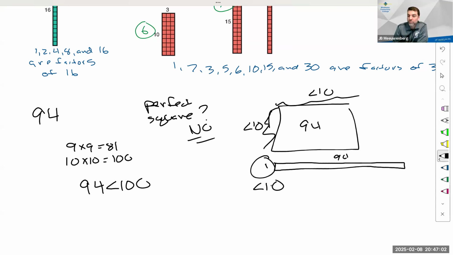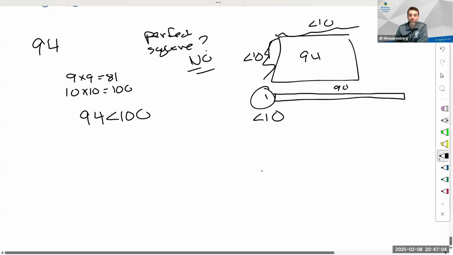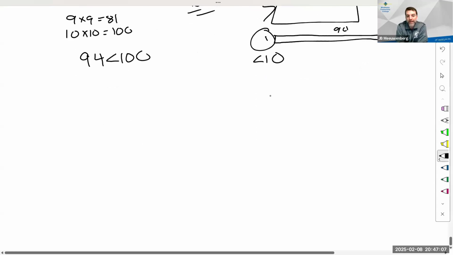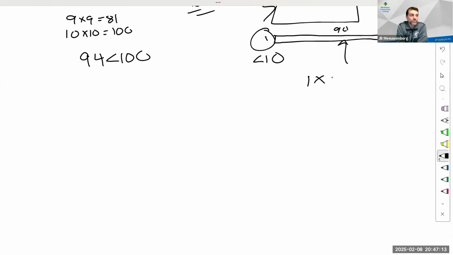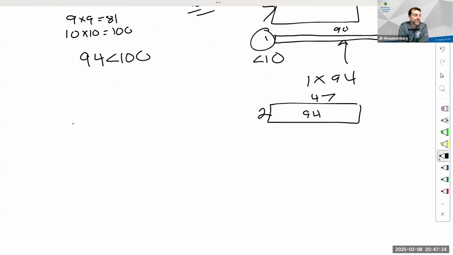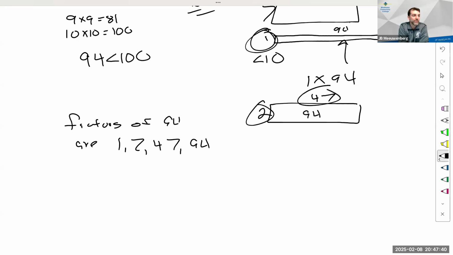Now, if you started to draw out all your arrays for 94, what you would end up with is actually only 2 options. The one that I showed here, 1 by 94, and the other one would be 2 by 47, which would also make 94. So what does that tell you? The factors of 94 are the numbers that we were able to draw: 1, 2, 47, and 94. 1 here, 2 here, 47 here, and 94.